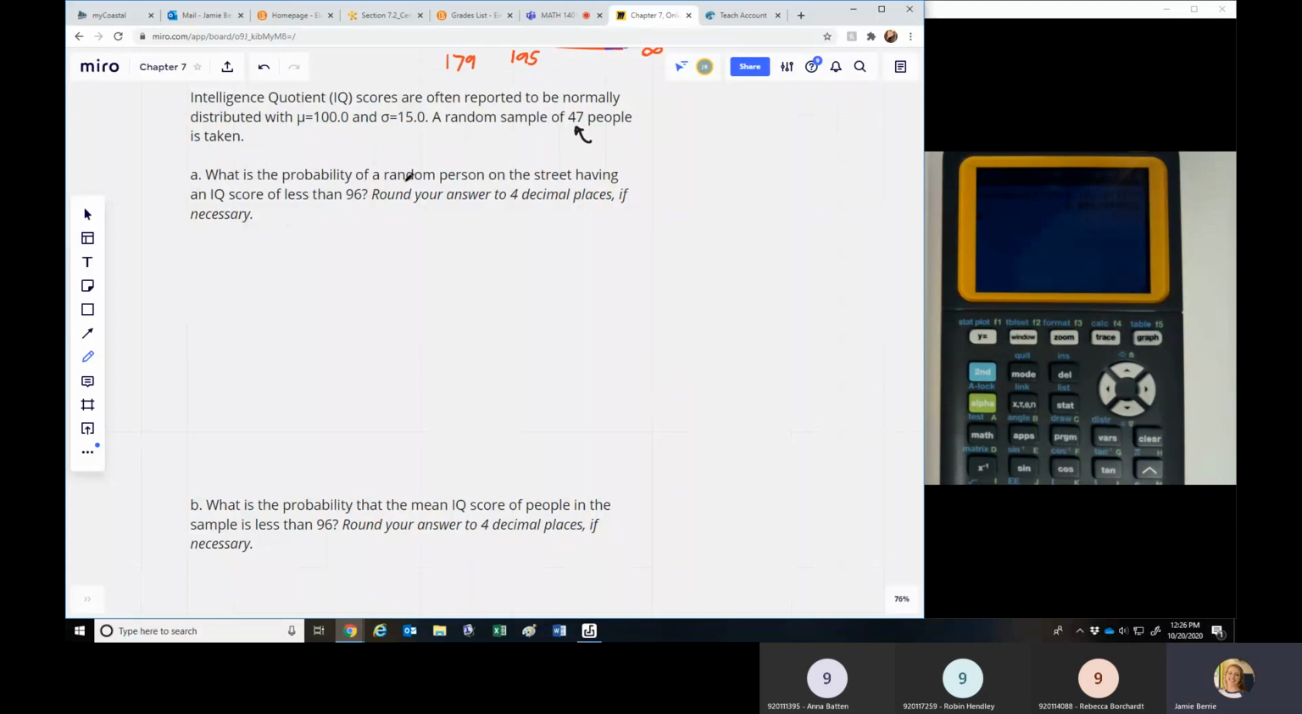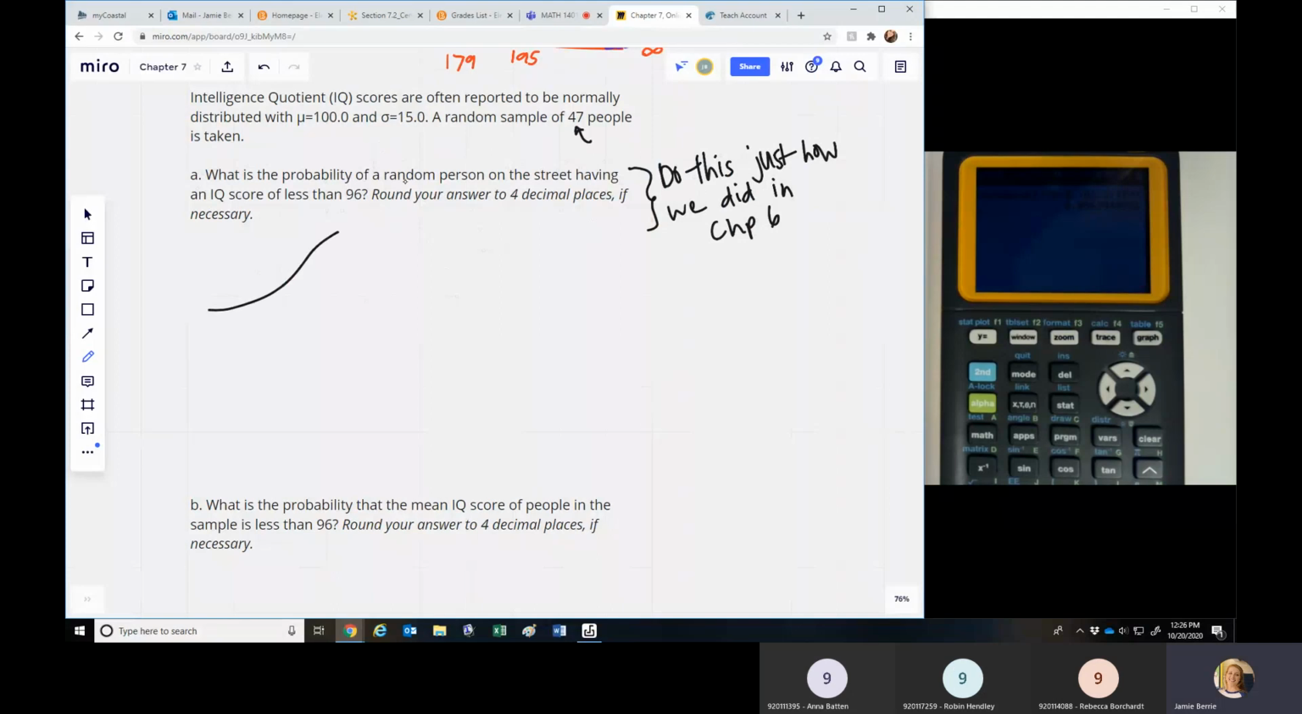Notice how it does not reference our sample at all in this question. You do not see the word sample. All right, so since you do not see the word sample in this part A, that means you're not going to use your formulas for the sampling distribution of sample means. You're just going to do part A just like we did in chapter 6. So we're not going to worry at all about our formulas for sampling distribution of sample mean.